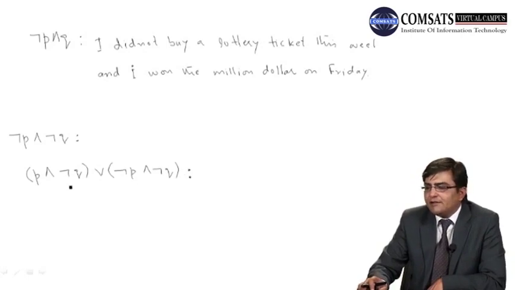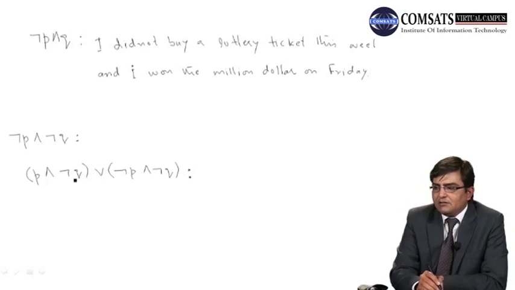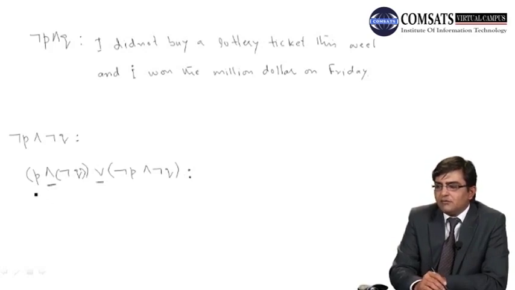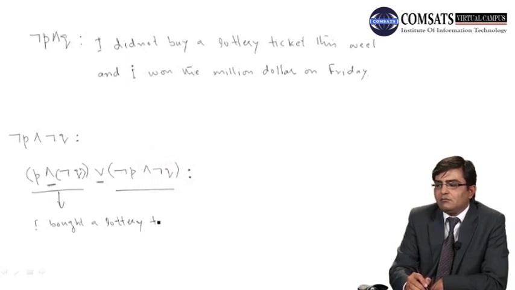We have two parentheses here. First of all the preference is given to the NOT operator, and then the preference is given to the AND operator and then the OR operator. So we shall write two statements and then we will connect them by the logical connective OR. What is the meaning of the first expression? I bought a lottery ticket and I do not win $1 million on Friday.